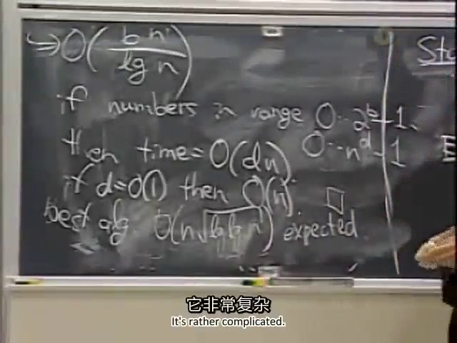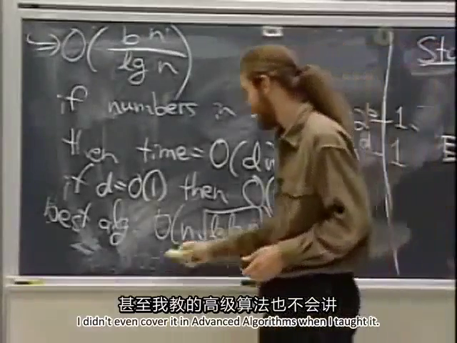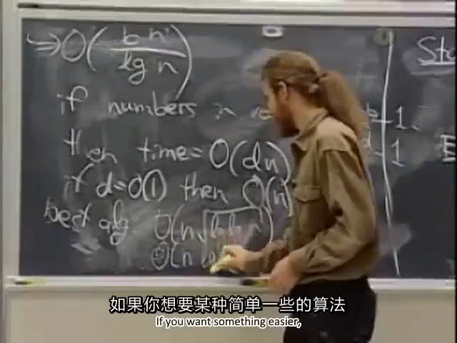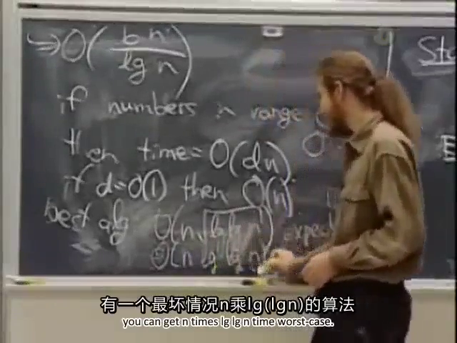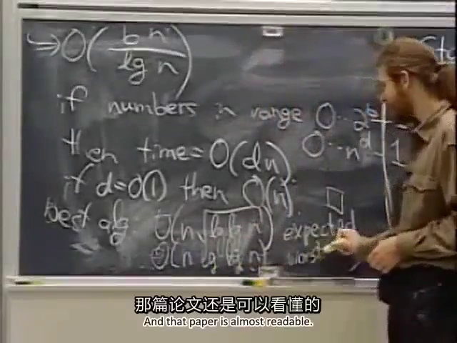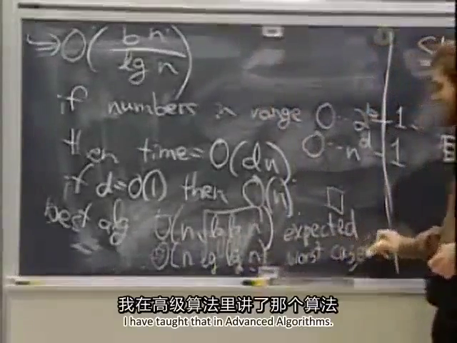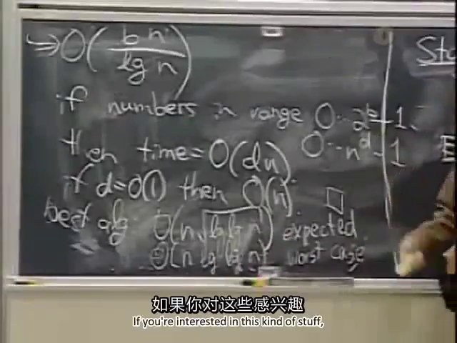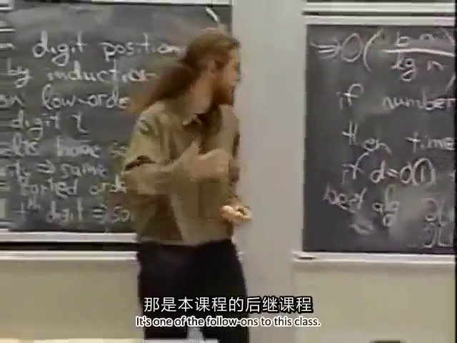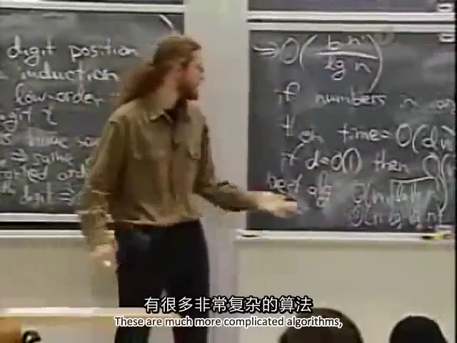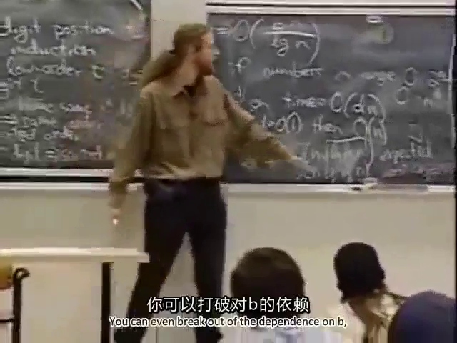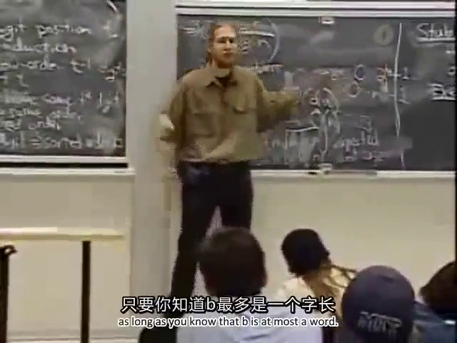It's rather complicated. I didn't even cover it in advanced algorithms when I taught it. If you want something easier, you can get n log log n time worst case. And that paper is almost readable. I have taught that in advanced algorithms. If you're interested in this kind of stuff, take advanced algorithms, which is next fall, say. Sort of one of the follow-ons to this class. So these are much more complicated algorithms. But it gives you some sense. You can even break out of the dependence on b as long as you know that b is at most a word.